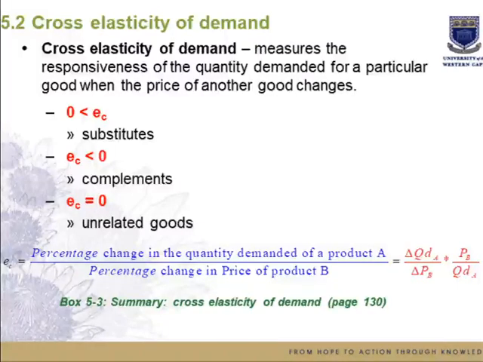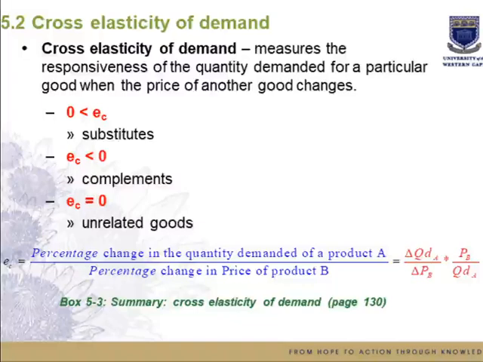Another factor that affects the quantity demanded of a product is the price of related products. Cross-price elasticity of demand measures the responsiveness of quantity demanded of a product, say product A, following a change in the price of another product, say product B. The coefficient is calculated as the percentage change in the quantity demanded of product A divided by the percentage change in the price of product B.